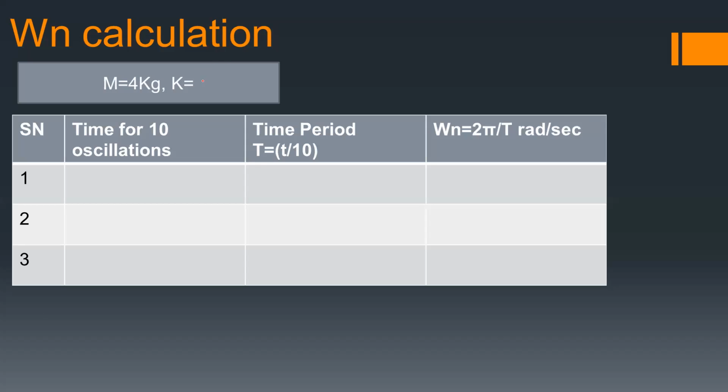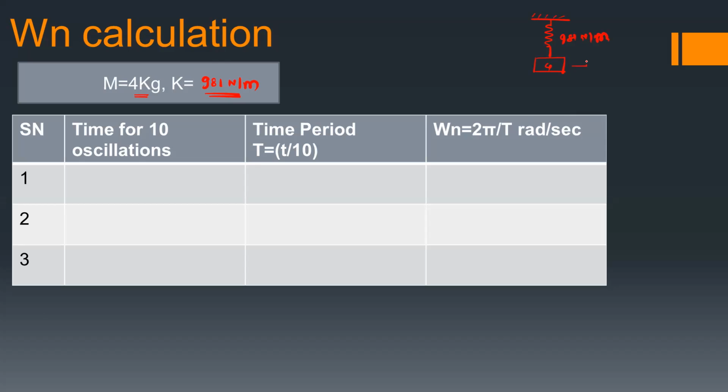So the K value is 981 Newton per meter, which we have calculated by the experimental procedure. And the mass that we have attached to the spring is 4 kg. So this is 4 kg and this is 981 Newton per meter.